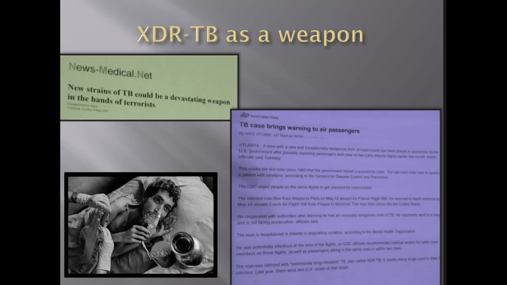And we also have XDR-TB, which we have discussed earlier in this presentation under the infectious disease section. XDR-TB can be used as a weapon by potential terrorists. They would not even have to pass through security in the airport. Think about this. All they'd have to do is just stand in the check-in line or in the elevator at the airport. Let's see, a big one in New York or New Jersey.